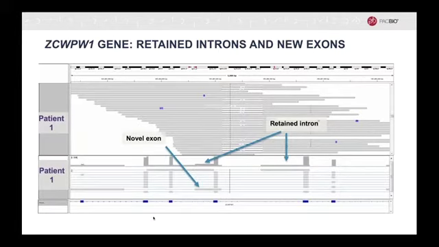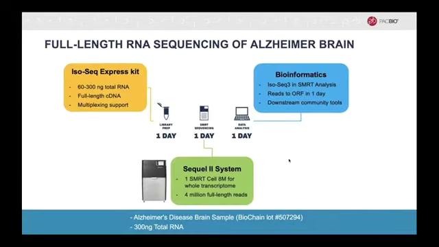Looking at another gene, same here for patient 1, we found a heterozygous deletion of 750 base pairs. And then looking deeper into the next level of information, which is the isoform information, we can find both retained introns and a novel exon for these patients.